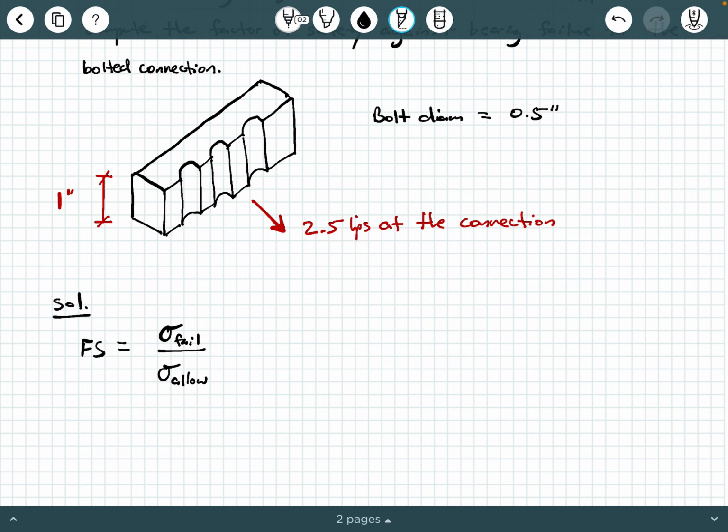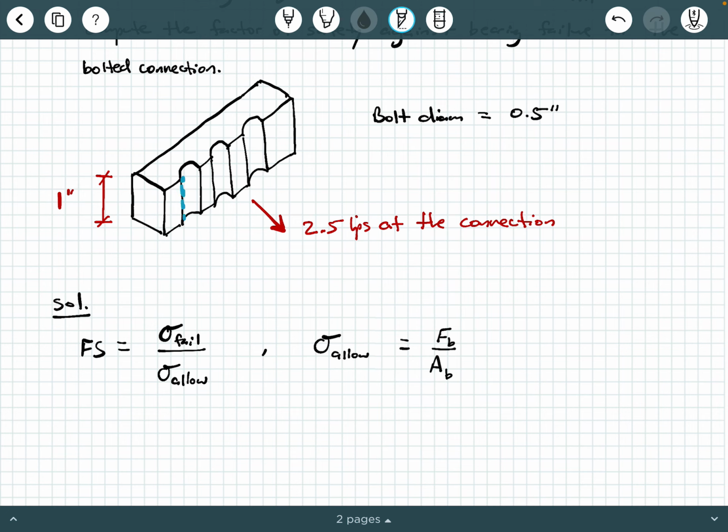Now, the next relationship we need to remember is that sigma allow is going to be a force divided by some area. In particular, this is going to be a bearing force over a bearing area because we're dealing with bearing stress. Now the question becomes, what is the bearing area here? Well, notice that this figure shows a pretty simple connection with 3 holes bored into it. And so those 3 holes are going to be subjected to bearing stress from the 2.5 kips. So what's the bearing area?